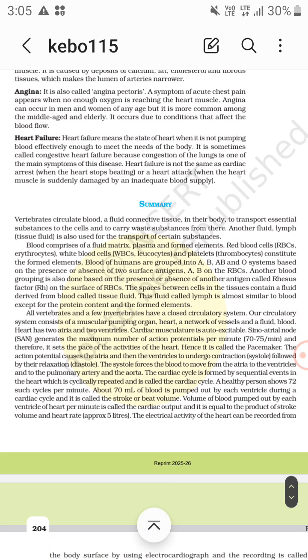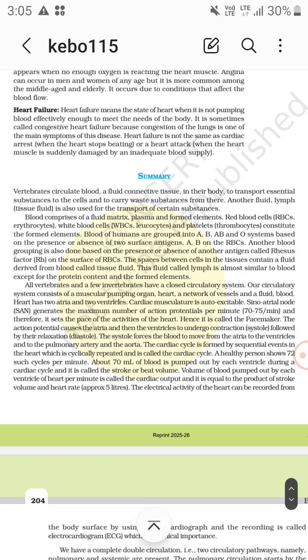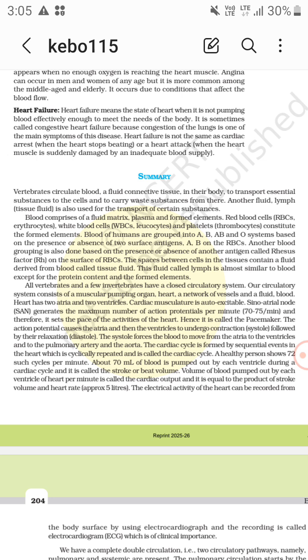Now blood comprises a fluid matrix, plasma, and form elements. Red blood cells, that is RBCs, erythrocytes, white blood cells, that is WBCs, leukocytes, and platelets, that is thrombocytes, constitute the form elements. That is 45% of total blood. Now 55% of total blood is made up by the plasma.